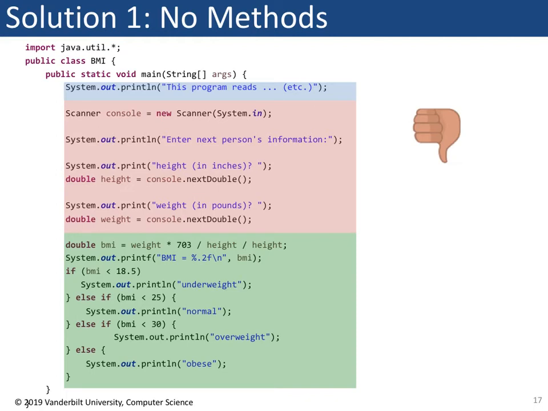Then we need to initialize a scanner object so that we can get input from the user. And we print out enter next person's information. We prompt for the height, prompt for the weight. Then we do the body mass index calculation based on the height and weight which the user supplied. And then we are going to print out the BMI followed by the weight classification. So this main will work for exactly one person, and it will do exactly what was done in the previous slide. However, this is a bad solution for multiple reasons.